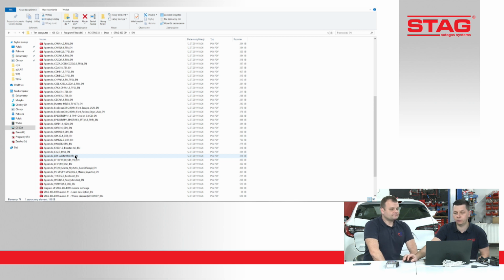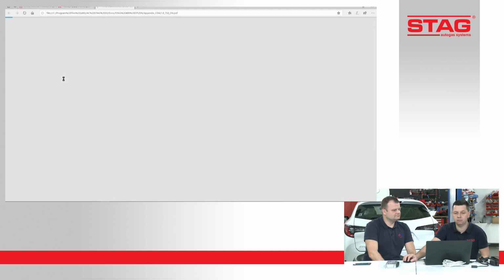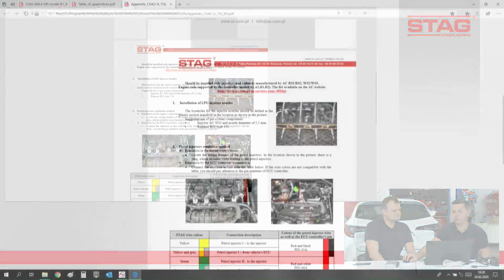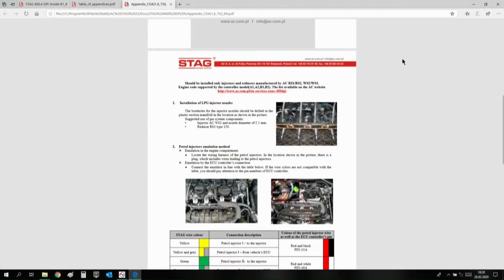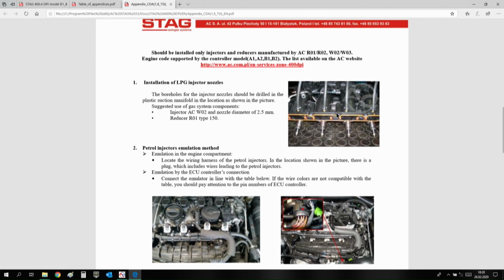So for the 400 DPI, we prepared manuals on how to connect the system. This is just an example to show you one of the manuals. In the manual, you have the information about the place where to drill, with step-by-step information.